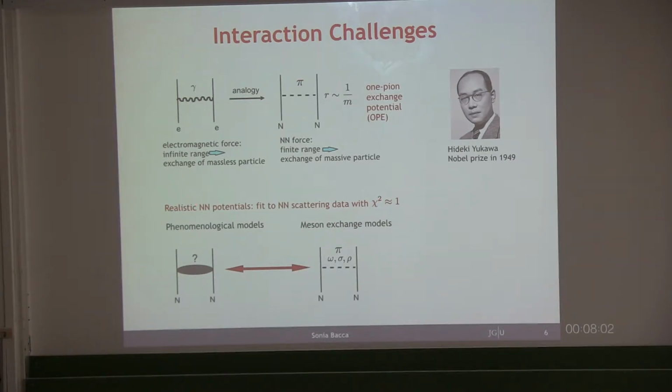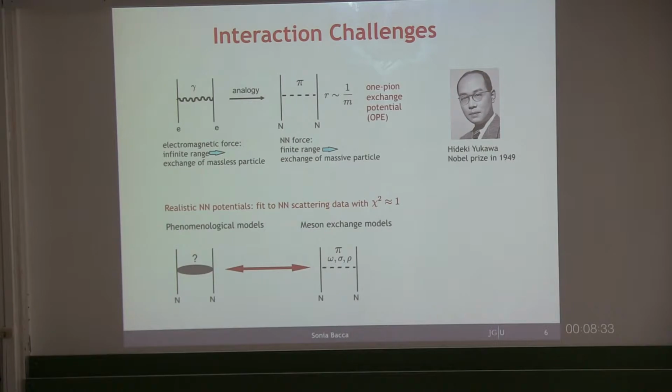For NN, which means nucleon-nucleon, we would call a potential realistic in our field if we are able with that potential to describe nucleon-nucleon scattering data with a chi-square per datum equal to 1. We are talking about thousands of data here. There are really very good data. And there were two main ways to do that. One, which we would call a phenomenological model. So you can make an ansatz here, a functional form, based on some guiding principle, and then you fit parameters.